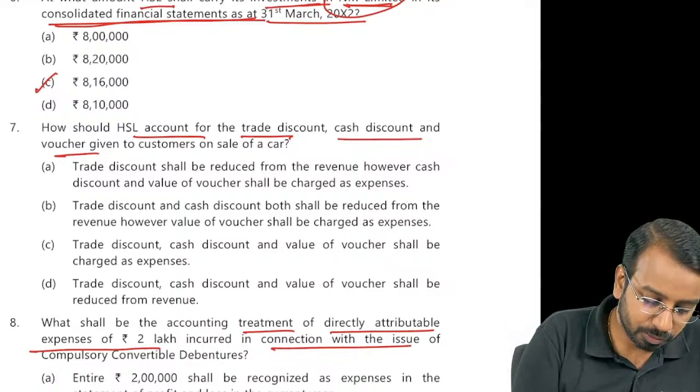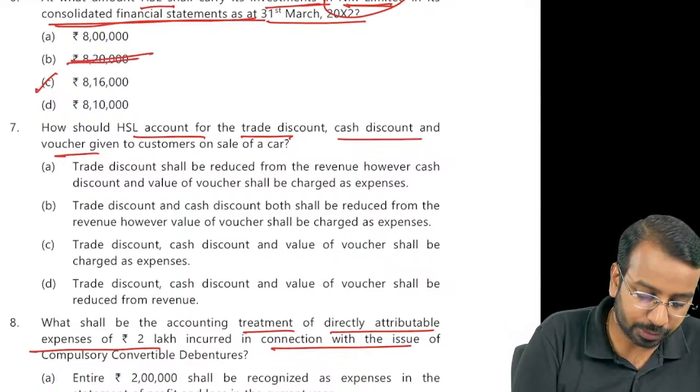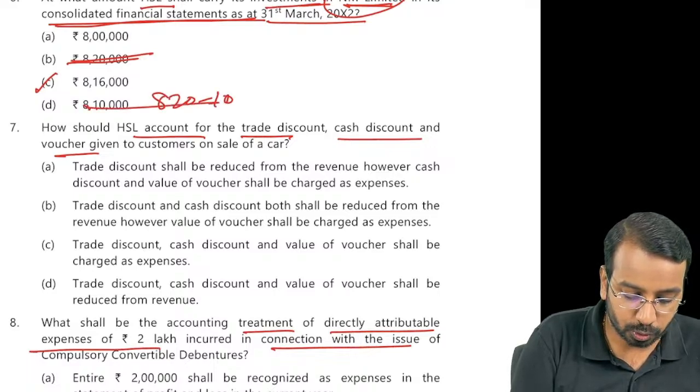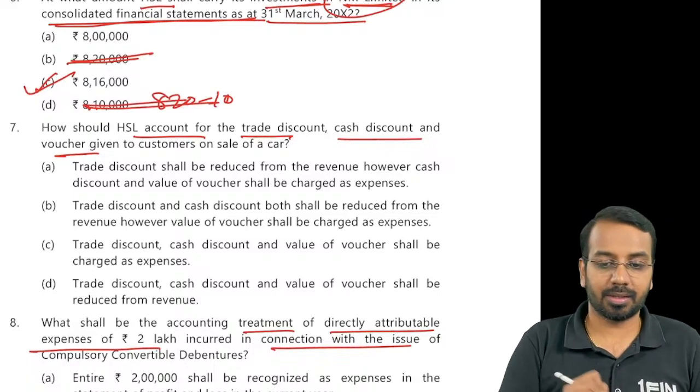You might be inclined to choose 820, you should not do. And sometimes you may do 820 minus 10. This also you should not do. 816 is the right answer. Okay.